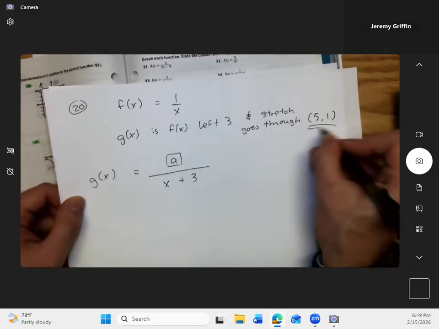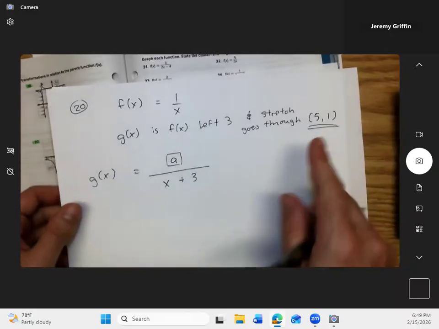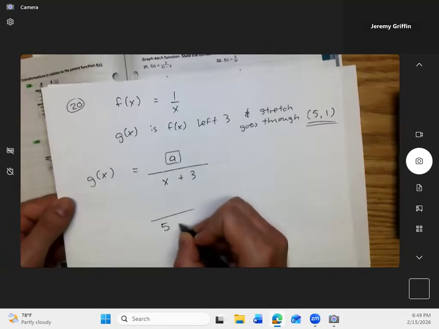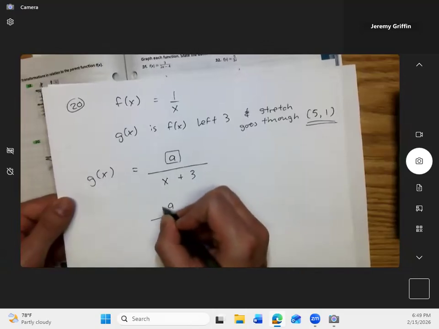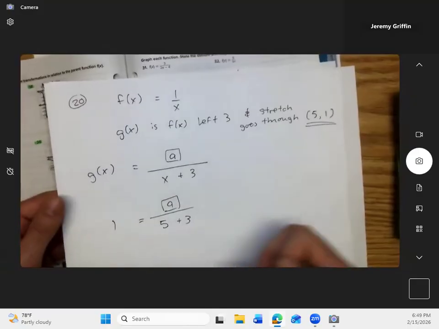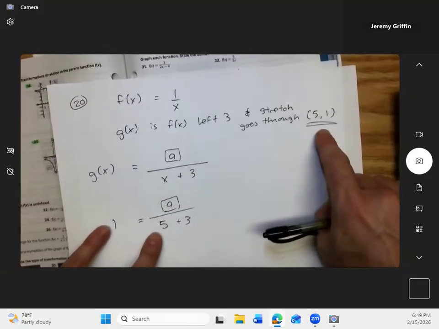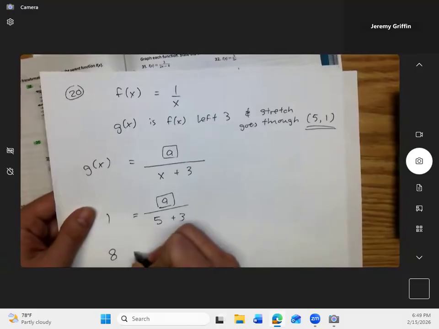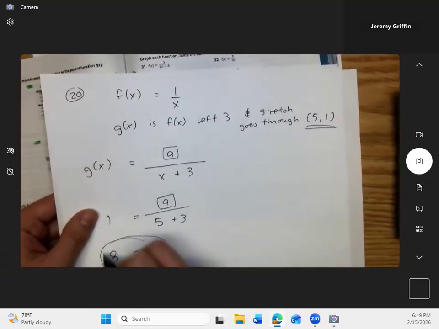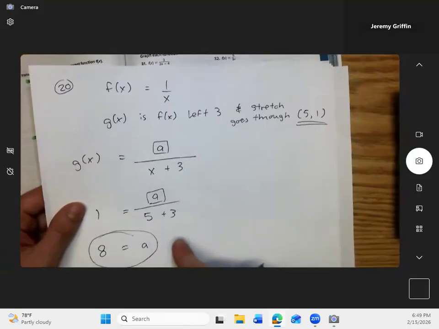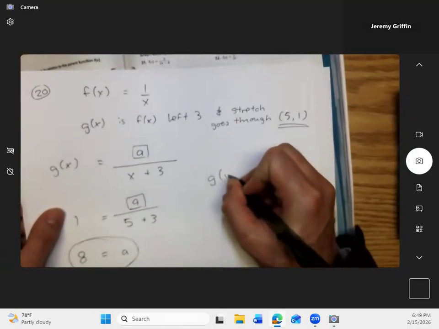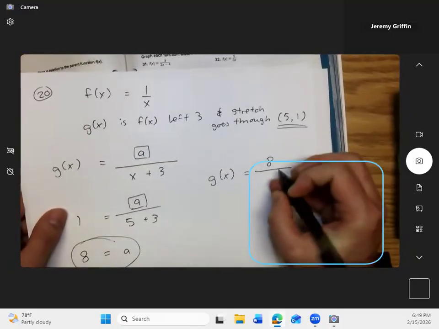Now let's take advantage of this coordinate 5, 1 to solve for A. When x is 5, we have plus 3, and an A we're solving for. I know g of x is 1. Here's your coordinate 5, 1, x, y. So 5 and 3 is 8. Cross multiply that, 8 is equal to A. Now we know A is 8, so we can get the full g of x, which is 8 divided by x plus 3.